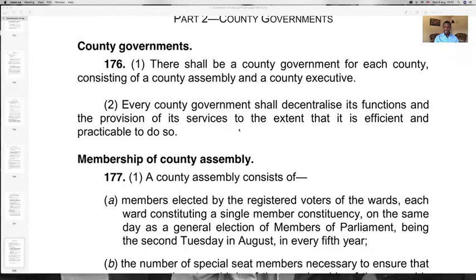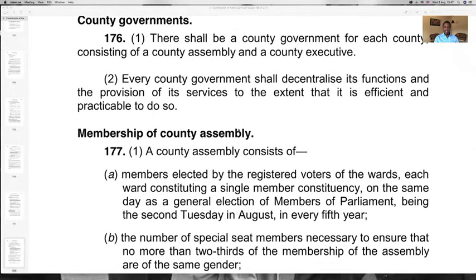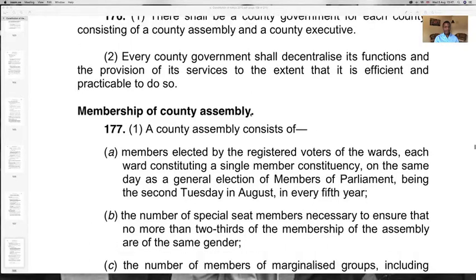There shall be a county government for each county. So we have 47 county governments in Kenya, and there shall also be a county assembly as well as a county executive. And every county government shall decentralize its functions and provision of its services to the extent that it is efficient and practicable. And this decentralization of power, they do it through the county executives.